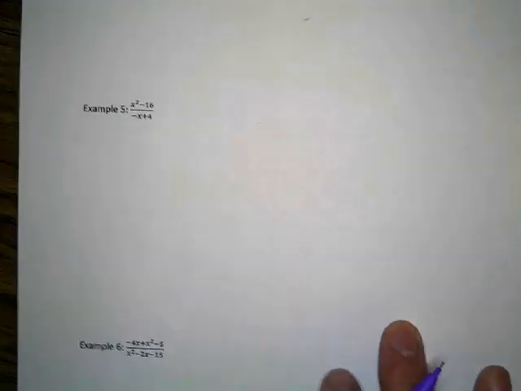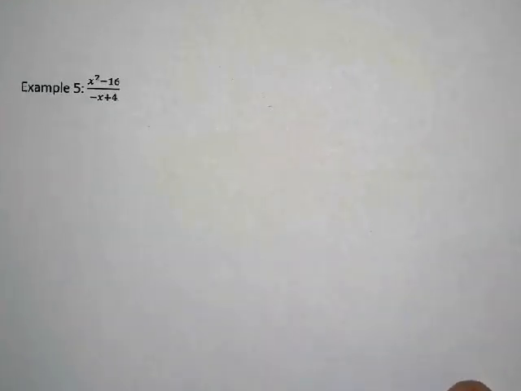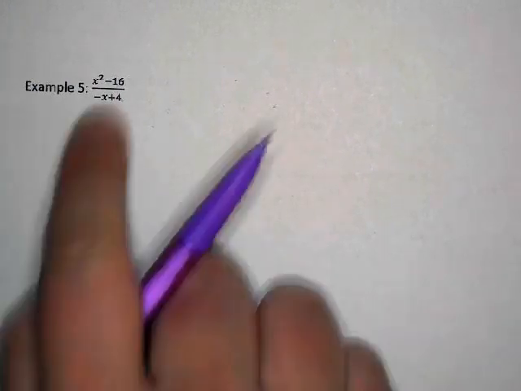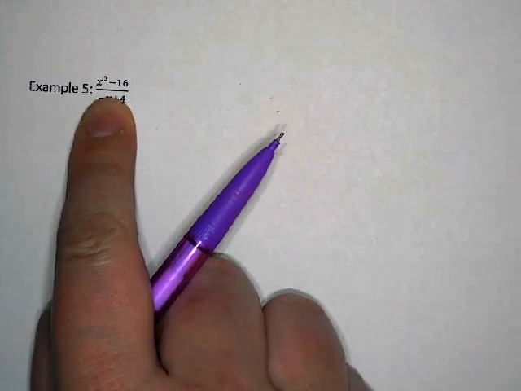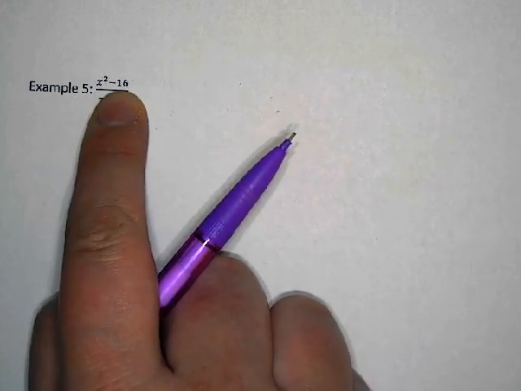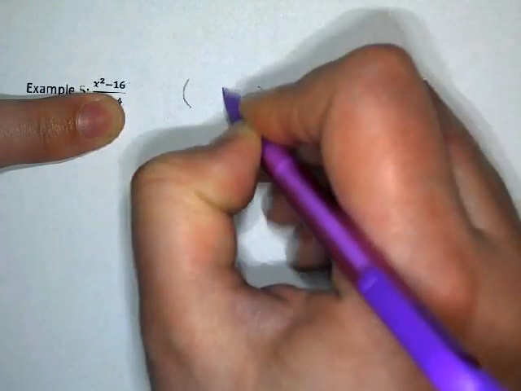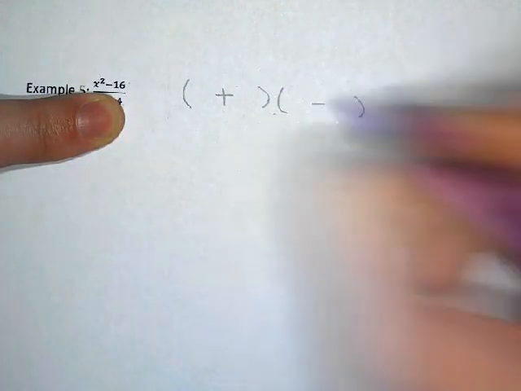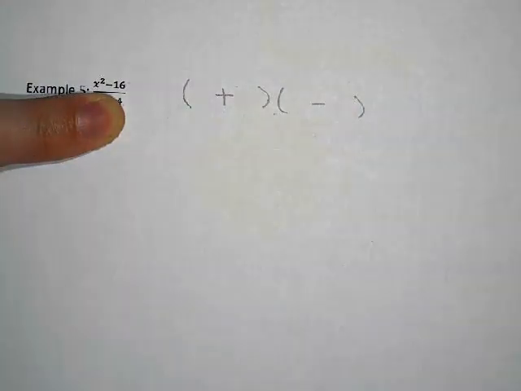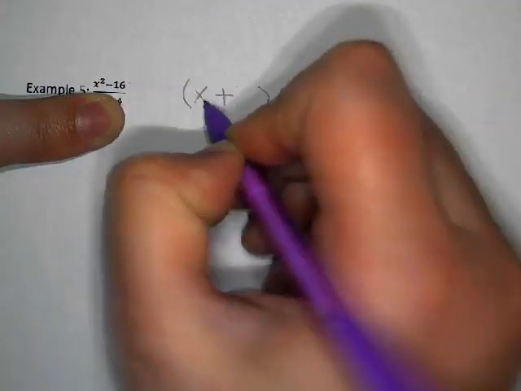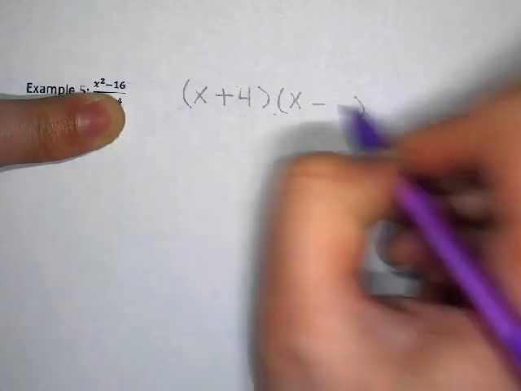Difference of squares. Now, why can't we take an x out? On the top, why can't we take an x out? The 16 doesn't have an x. Does that make sense? So we can't take an x out on the top because the 16 doesn't have an x. So the top is difference of squares. We're going to have 2 sets of parentheses, one with a plus, one with a minus. X plus 4, x minus 4, right? Because the square root of 16 is 4.